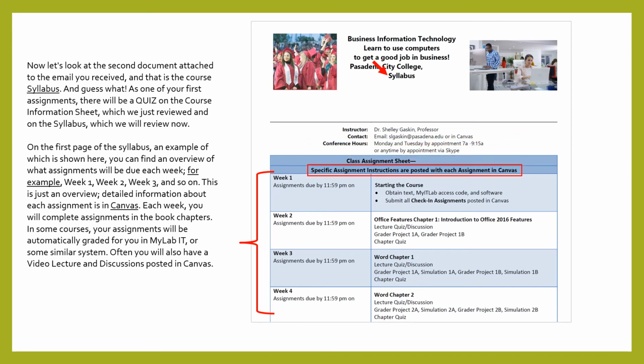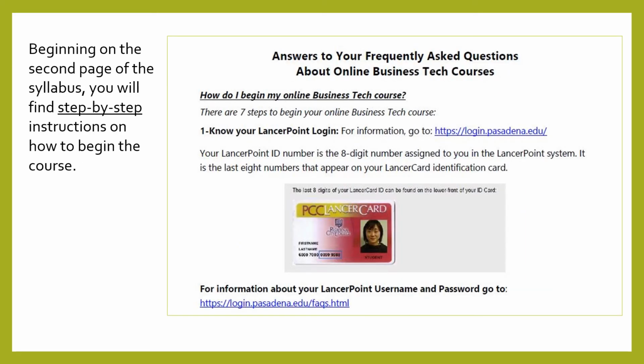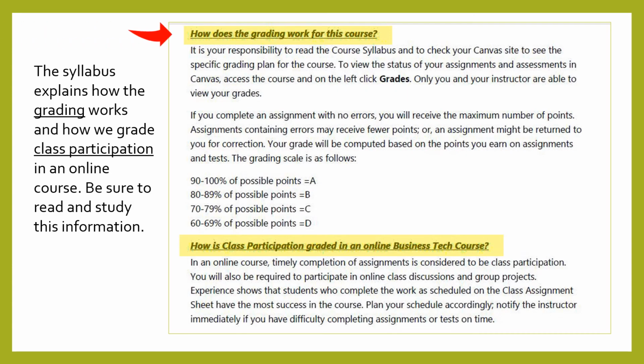Each week, you will complete assignments in the book chapters. In some courses, your assignments will be automatically graded for you in MyLab IT or some similar system. Often, you will also have a video lecture and discussions posted in Canvas. Beginning on the second page of the syllabus, you will find step-by-step instructions on how to begin the course. The syllabus explains how the grading works and how we grade class participation in an online course. Be sure to read and study this information.